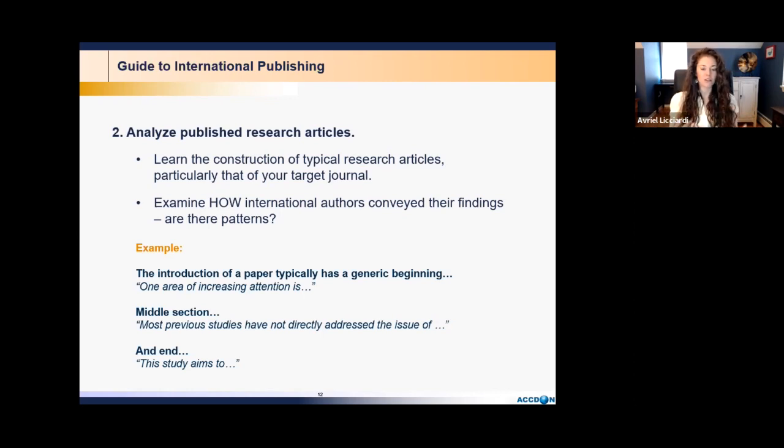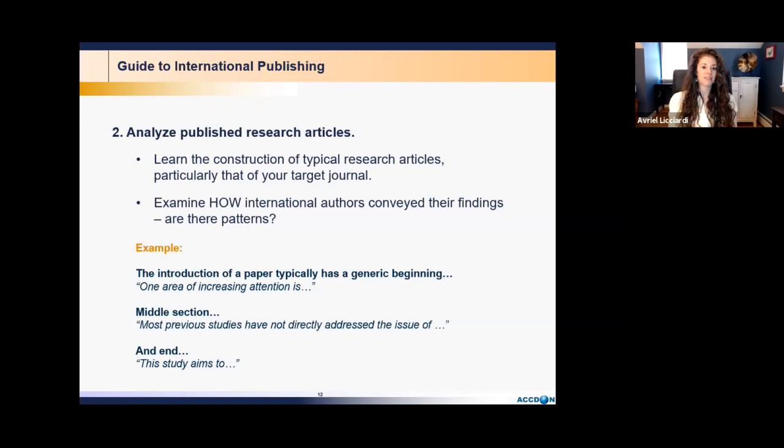So you can learn the construction of typical research articles simply just by reading them. And this is something that you probably do quite frequently, probably every day. If you already know what target journal or perhaps a few journals that you want to publish in, look at how those research articles are typically constructed and start trying to write your manuscript using that same structure.